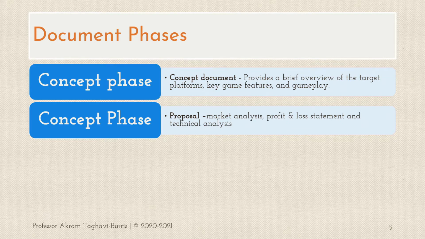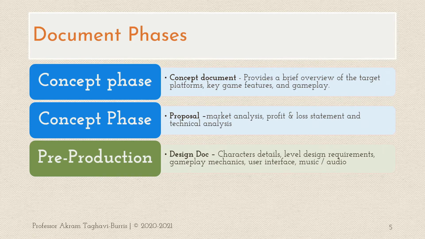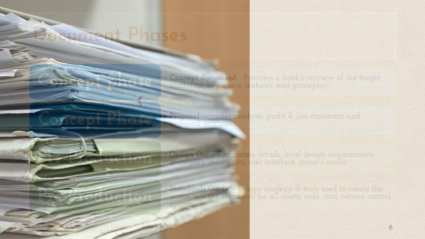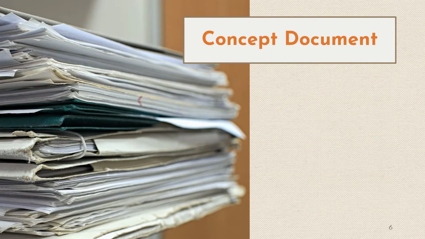During the pre-production phase, the design document is created. This expands upon the two previous documents and includes character details, level design requirements, gameplay mechanics, user interfaces, music, and audio details. During pre-production, a standards guide is also developed. This identifies the design strategy and tools used to create the game, and sets a standard for all assets, code, and version control system. The concept document is the most important document as it is essentially what sells the overall game idea to the game development team and possibly even the publishers.